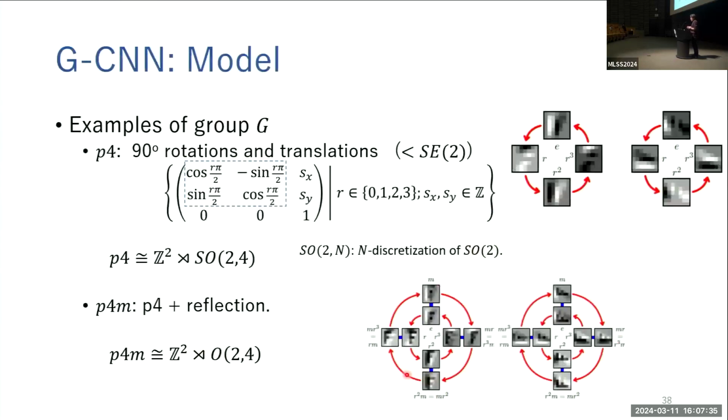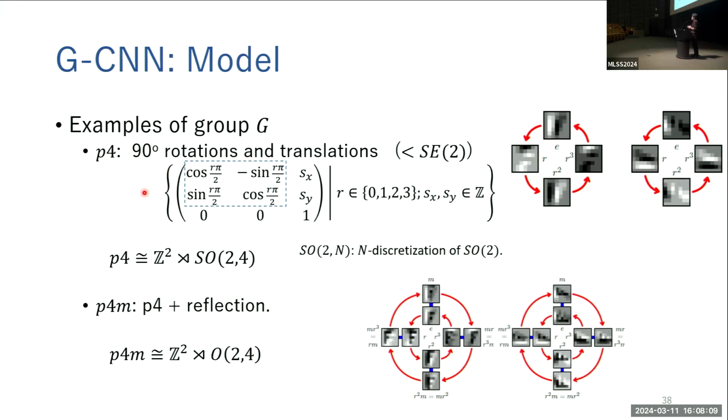So let's look at the architecture of the group convolutional neural network. I explained the example of typical groups to be considered in group convolutional neural networks. This is taken from the original paper, and I'm not sure if these notations or names are popular in many other fields, but P4 is 90-degree rotations and the translations.